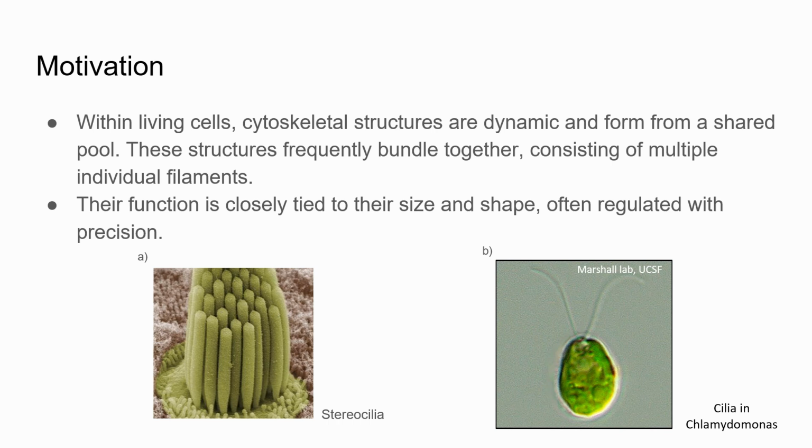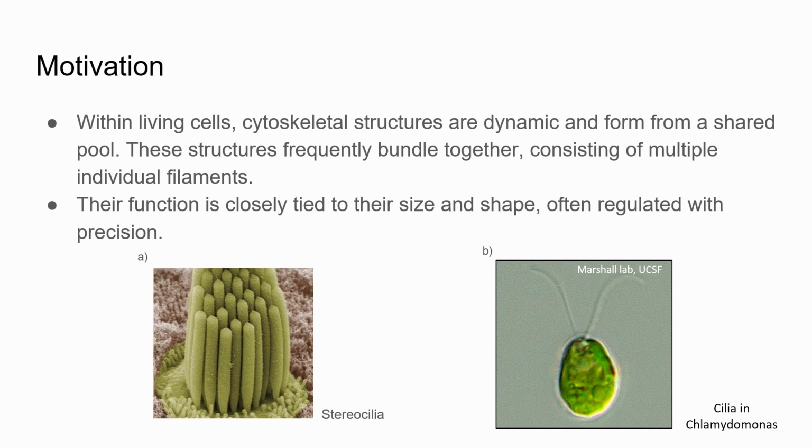And in figure B, the cilia made of microtubules present in the unicellular green algae Chlamydomonas. They are all bundle structures made of multiple parallel filaments bound together. Defects in the formation of the stereocilia in the inner ear can cause hearing loss and balance disorders. Abnormal cilia formation in the Chlamydomonas can disrupt motility.